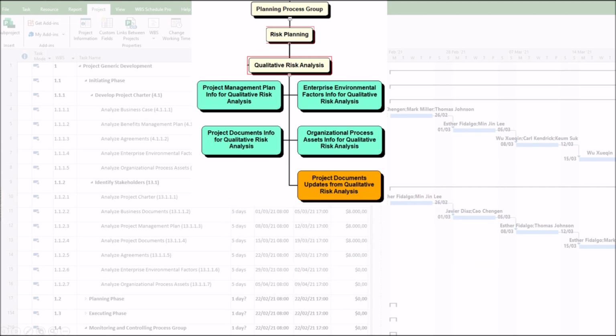Let's see the critical role of specific document components. The primary document updated is the risk register, but other documents play a crucial supporting role. Let's break down the critical components of each. 1. The risk register, which is the primary output. This is the living heart of risk management. During qualitative analysis, you update the following components in the risk register.